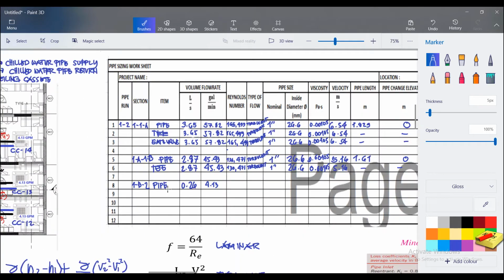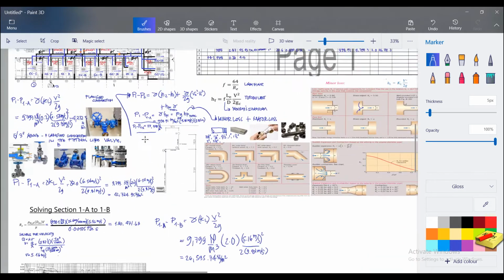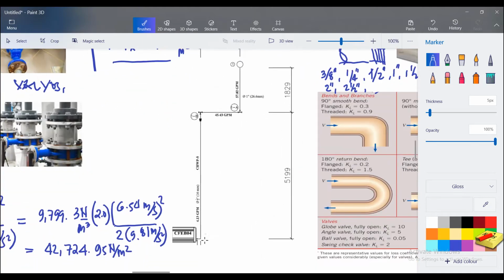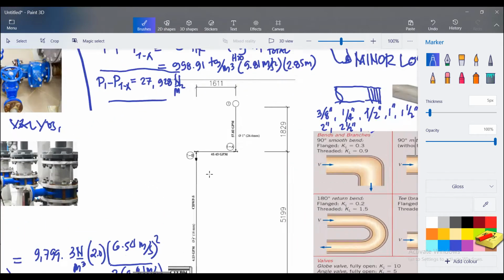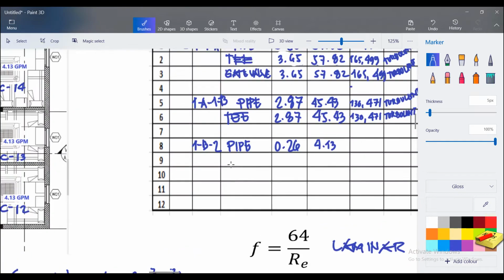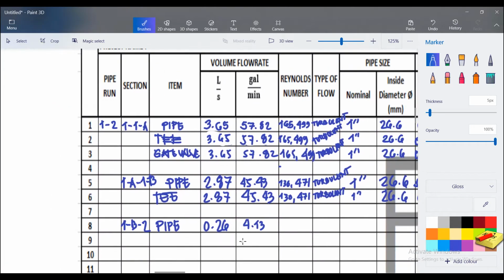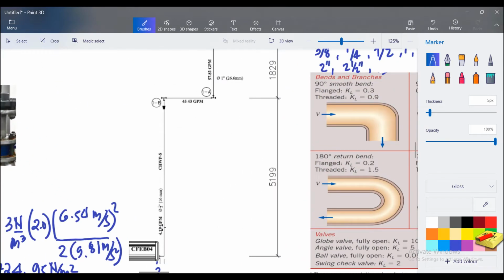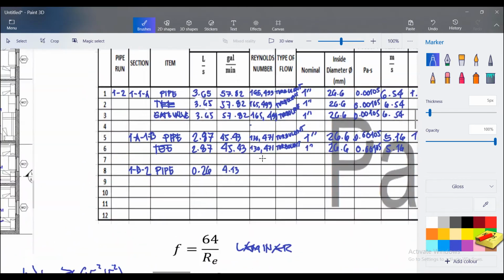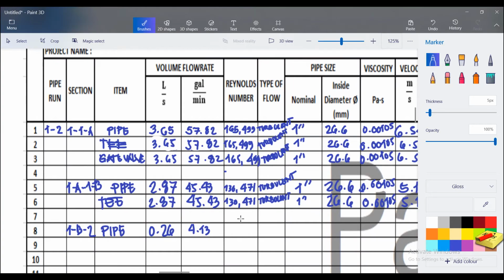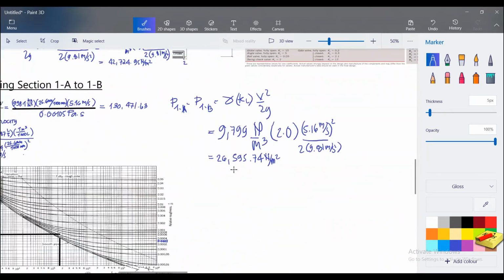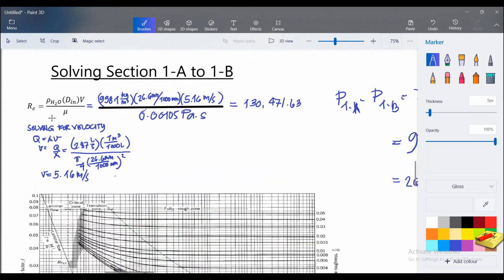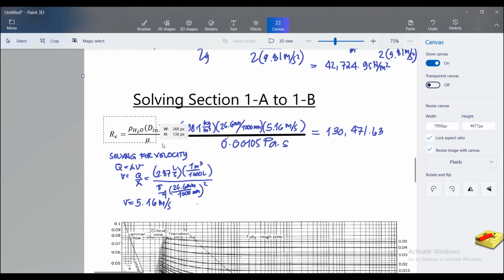So we have your pipe again. So ito yan, 1-B to 2. So this is your 2. Punta dito. Okay. So what we have is, you have the volume flow rate, which is 4.13. So branches na yan. Okay. Then we're going to compute the Reynolds number again to determine the type of flow. So let's plug in, copy this one.